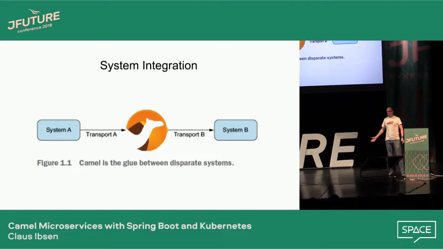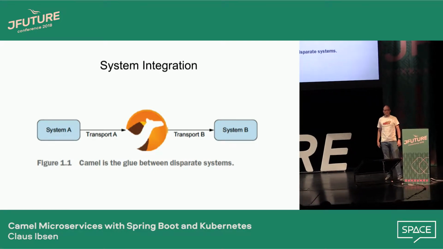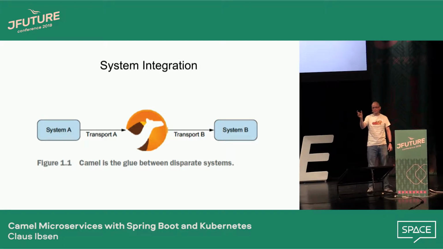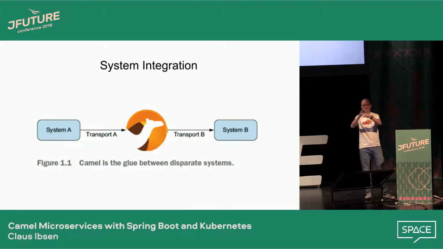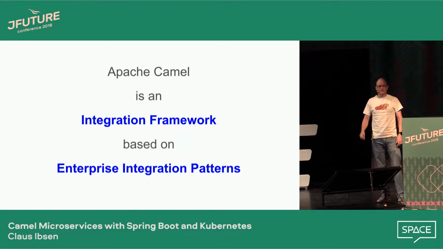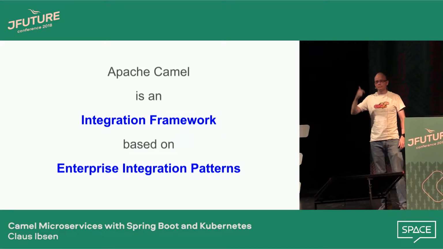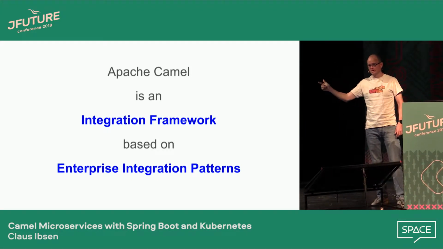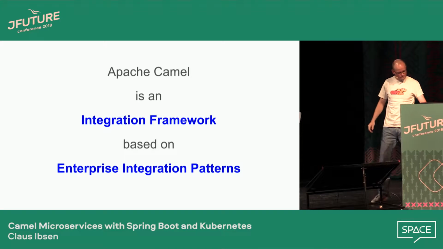So what do you use Camel for? Well, Camel is used for system integration. Camel is kind of like that software piece that sits between the systems to integrate them. We like to define Camel as an integration framework, and it's based on enterprise integration patterns. So those two words, let's take a look at those.